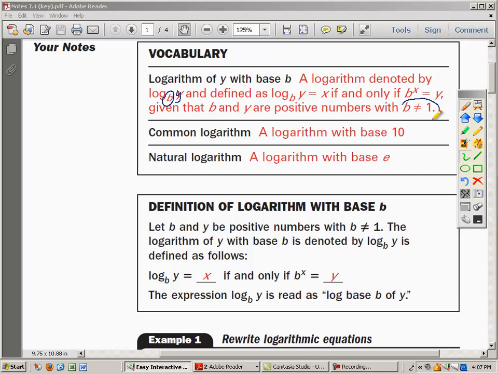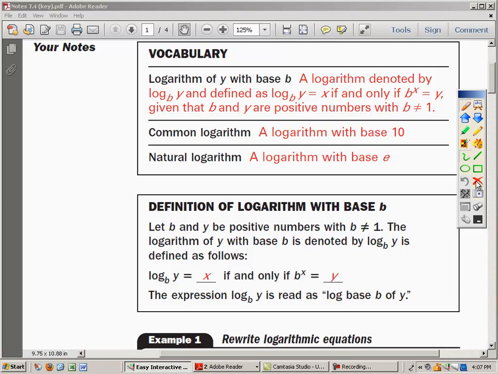Now, b can't be equal to 1 because if the base is 1, this isn't a very exciting function, because 1 to any power of x is going to be 1, even at 0, negatives and positives. This is the same idea as our base from before when we talked about our exponential growth functions.